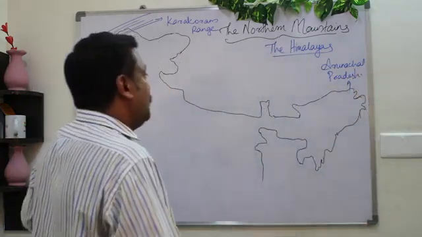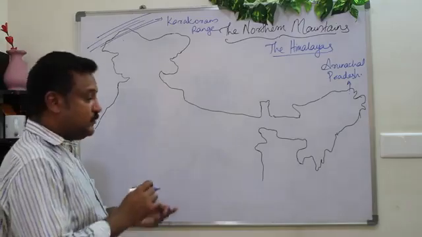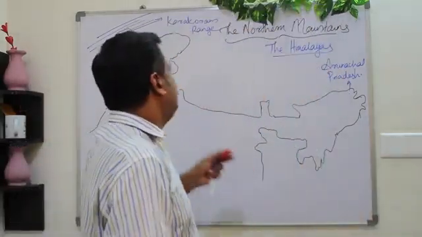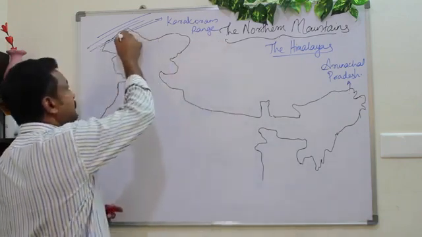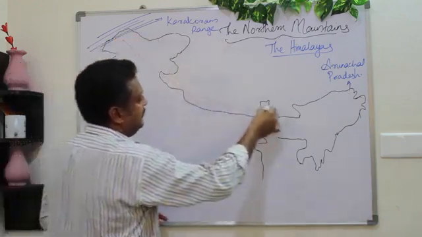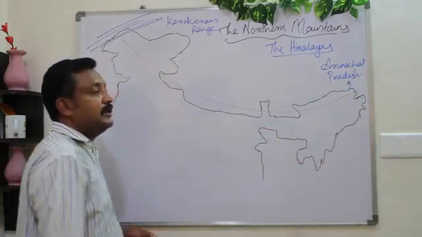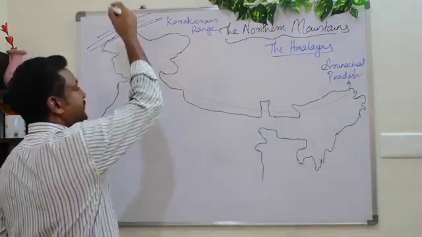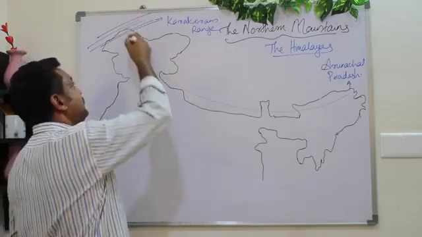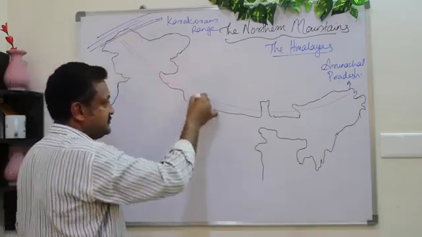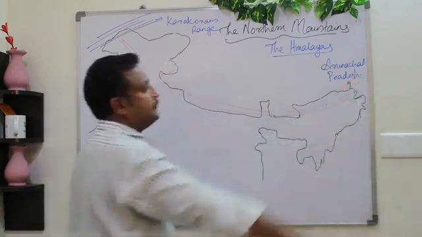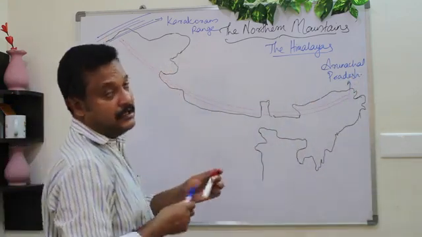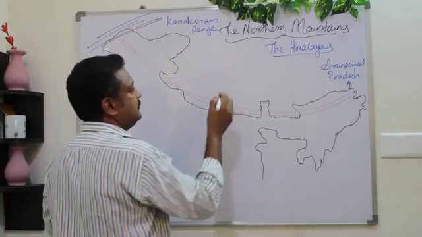Okay, so the Himalayas start where? In Kashmir. Okay, to the south of the Karakoram range, the Himalayas start and run like this to Arunachal Pradesh. So the Himalayas start next to the Karakoram range and run along this line. This is the Himalayas. Okay.